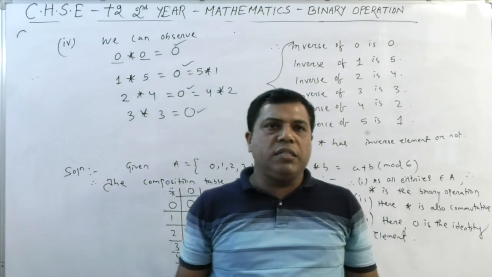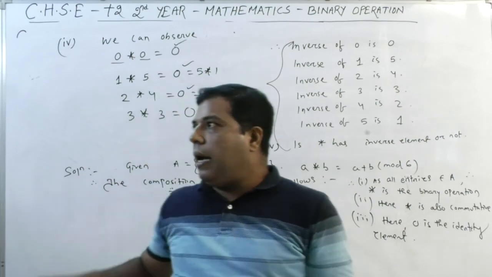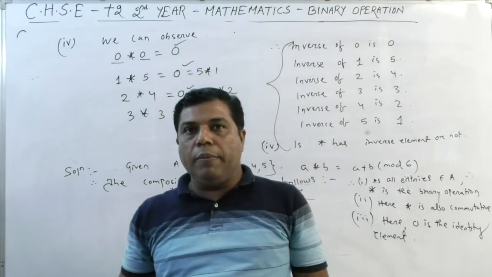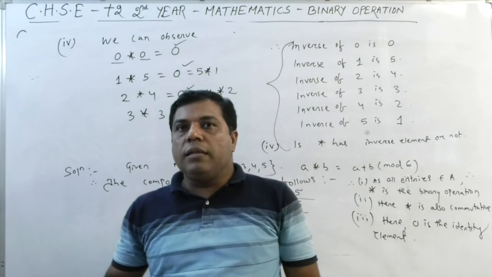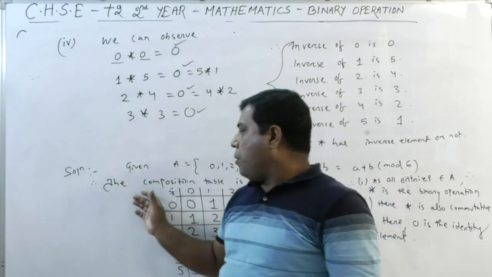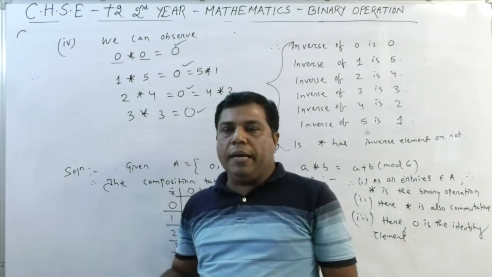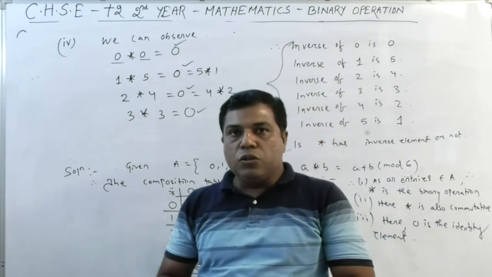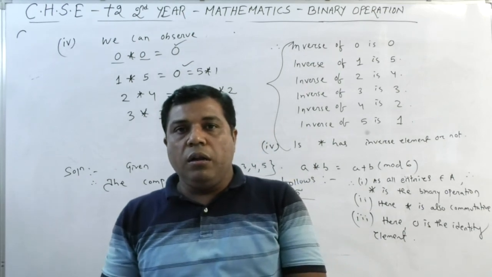So my dear students, today we discussed the concept of identity element, the concept of inverse of an element and the composition table, and we discussed the properties of identity and the properties of inverse, and how to verify them with the help of the composition table. Okay. So with this, our binary operation is now covered.